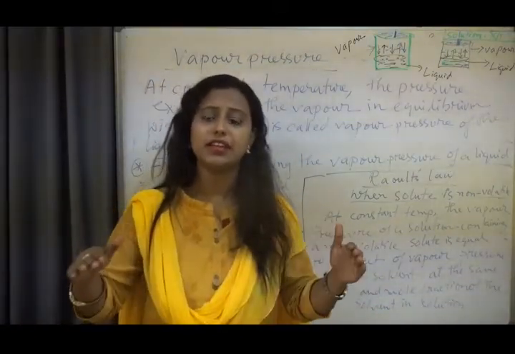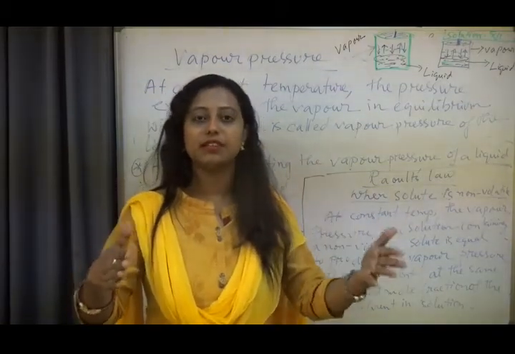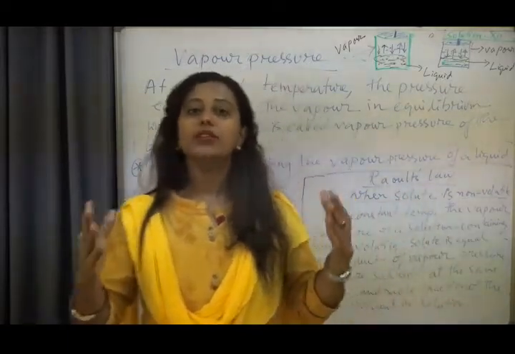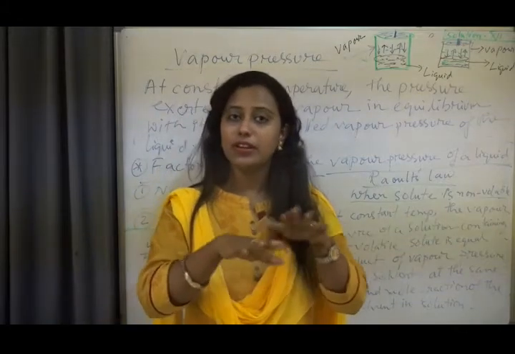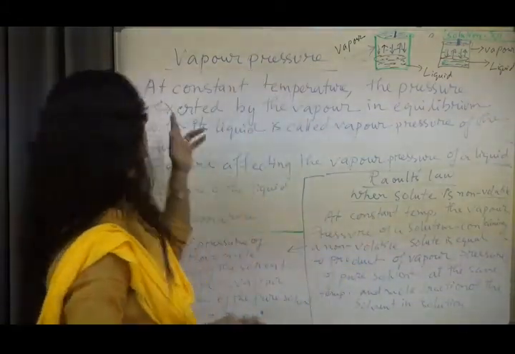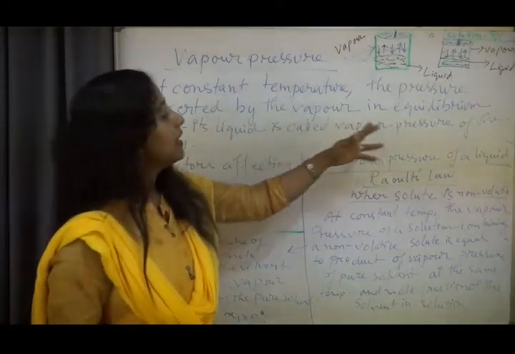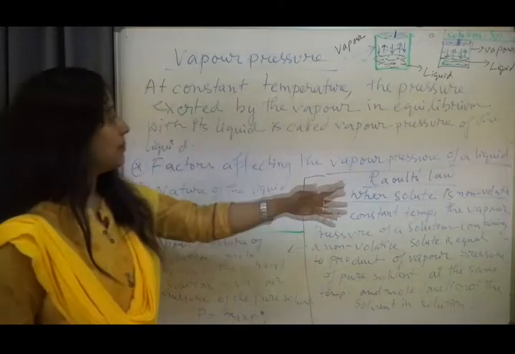Equilibrium means a state in which the gaseous substance which is dissolving in the solution, and also the solution which is taking that gaseous substance, remain at equilibrium at a stable rate. So at constant temperature, the pressure exerted by the vapor in equilibrium with the liquid is called the vapor pressure.